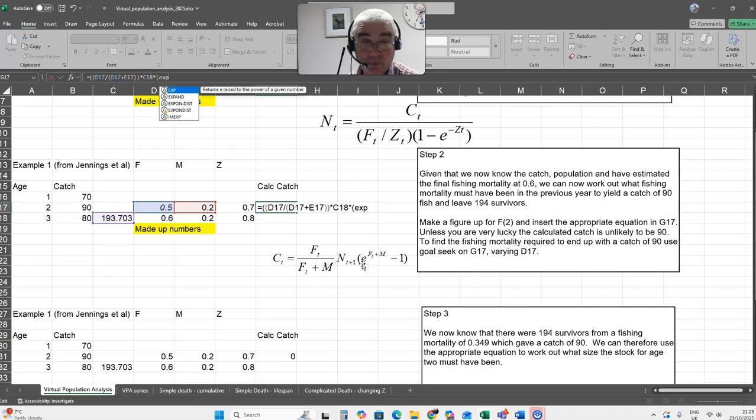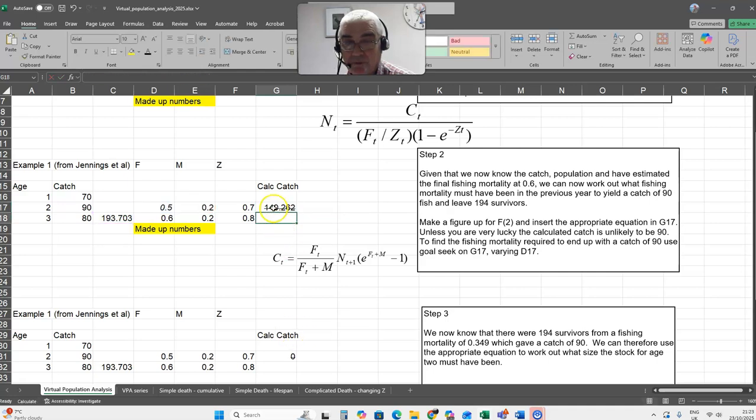And then times exp of F plus M. And then that's minus 1. There we go. Where's my final bracket? So there we've got all the brackets explained. If I press return now, we've got a value of 140.